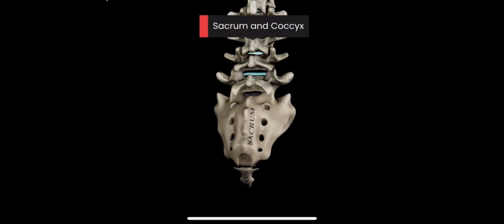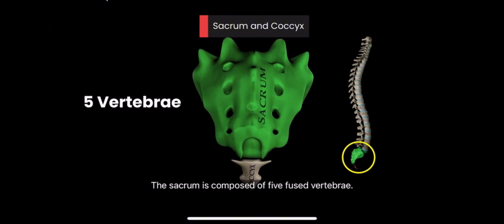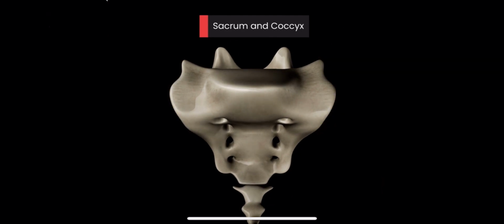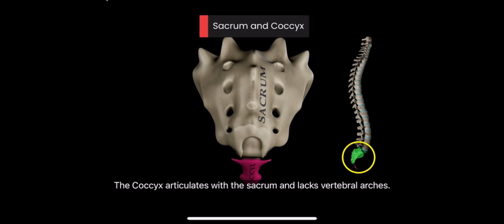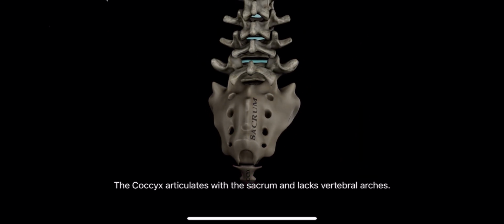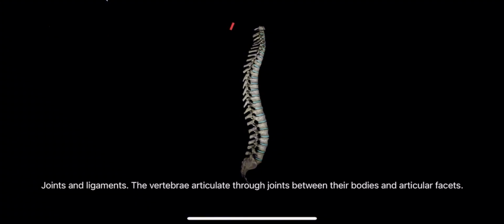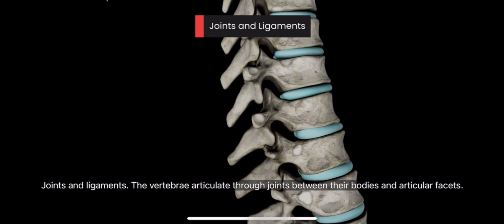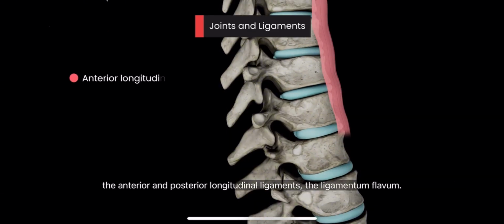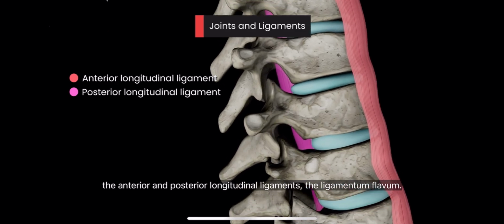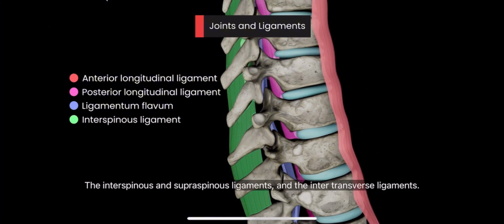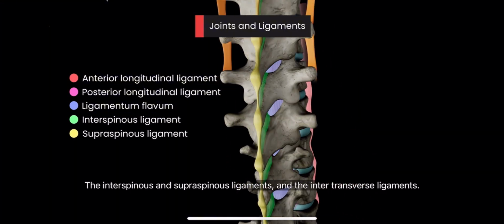The sacrum and coccyx. The sacrum is composed of 5 fused vertebrae with facets for sacroiliac joint articulation. The coccyx articulates with the sacrum and lacks vertebral arches. Joints and ligaments. The vertebrae articulate through joints between their bodies and articular facets. These joints are supported by ligaments, including the anterior and posterior longitudinal ligaments, the ligamentum flavum, the interspinous and supraspinous ligaments, and the intertransverse ligaments.